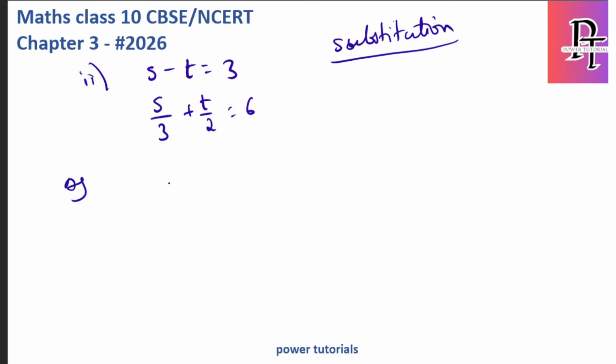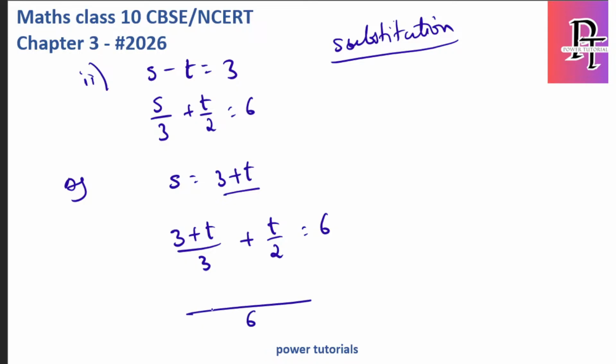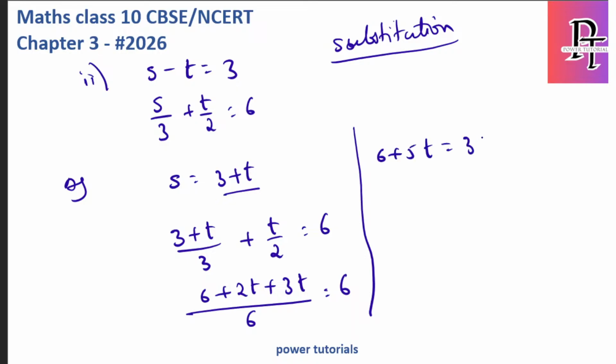So using the first equation, I can write s is equal to 3 plus t. Now we are going to substitute this value in the second equation. So this becomes (3 plus t) by 3 plus t by 2 is equal to 6. If I take LCM, the whole thing is over 6: 6 plus 2t plus 3t is equal to 6 into 6, which is 36.